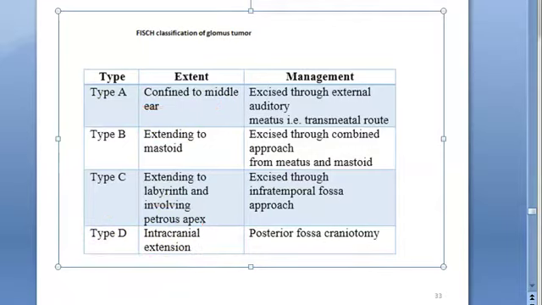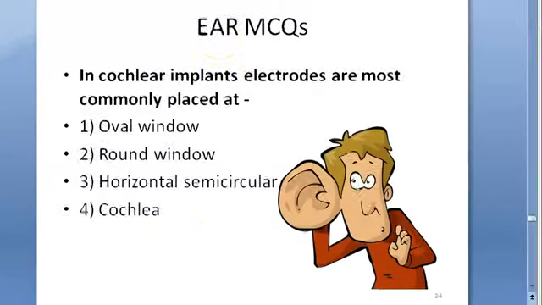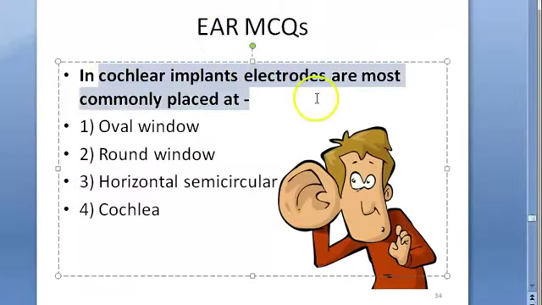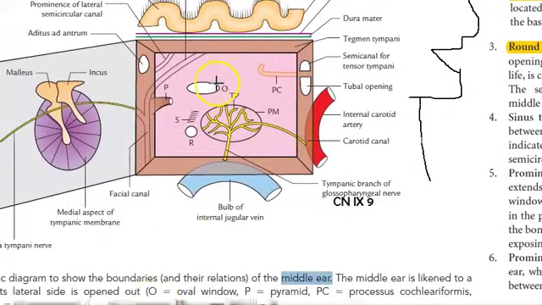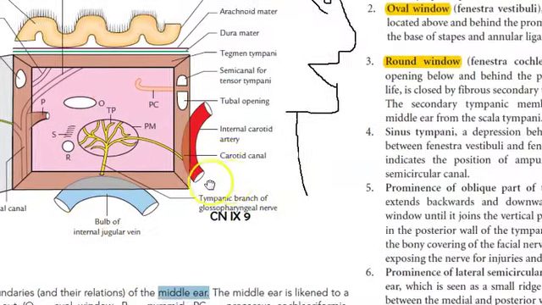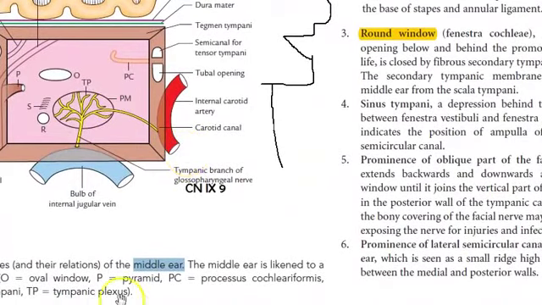Guys, are you ready to take a few more questions on ear? In cochlear implants, electrodes are most commonly placed at. So if you know, in the middle ear you have the oval window and round window. Oval window is where the stapes footplate will go, right? Round window is the fenestra cochlea. So fenestra cochlea means it opens where, at the round window.